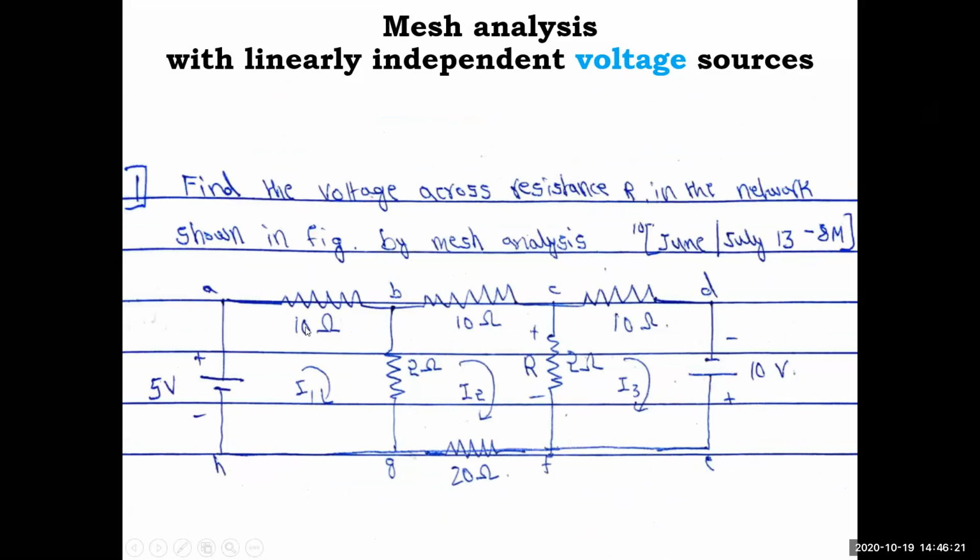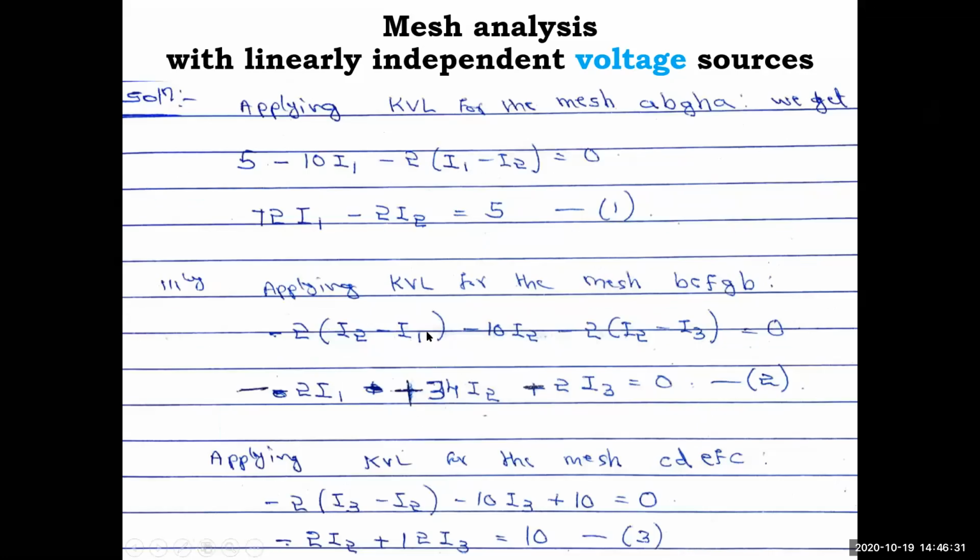So in the first loop you have 10 ohm with respect to I1 and then 2 ohm which is I1 minus I2, right? So then 5 volt you have, plus 5 volt you have. So that's why 5 minus 10 I1 minus 2 (I1 minus I2) equal to 0. So when you simplify this you will get minus 10 I1 minus 2 I1 plus 2 I2 equal to 0. If you take the right hand side and rearrange the equation, you will get 12 I1 minus 2 I2 is equal to 5.